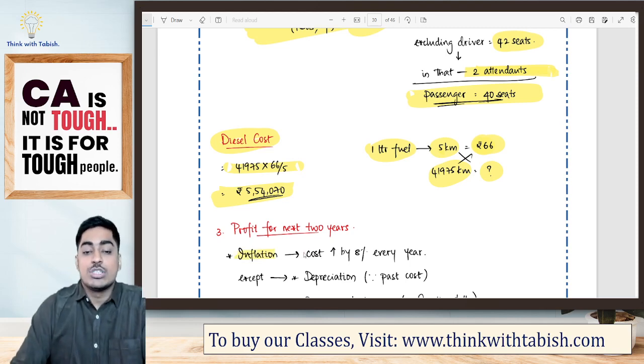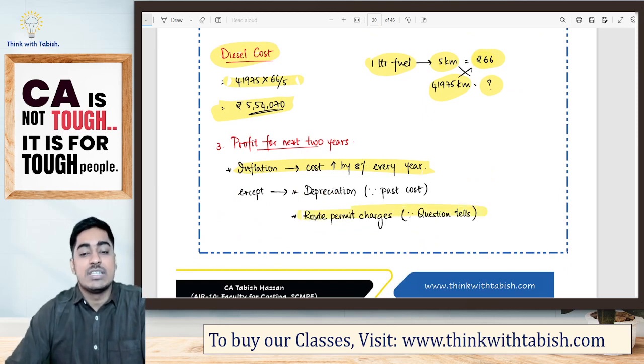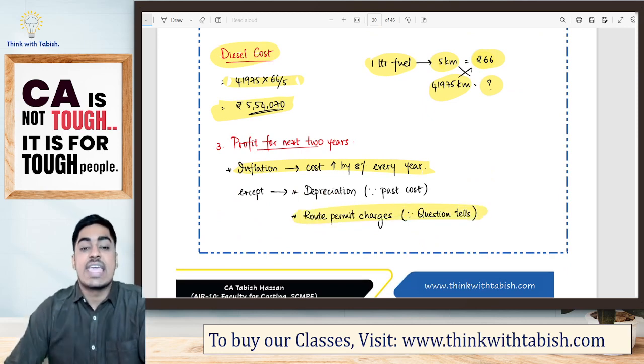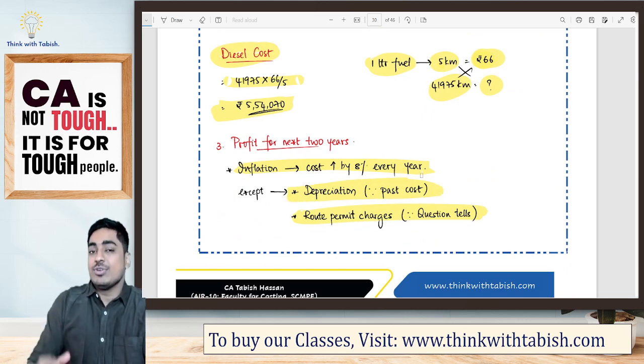However, my 2 costs will not be subject to inflation. Which all are the 2 costs? One is my route permit charges, which the question itself makes clear. Second is my depreciation. Why is depreciation not subject to inflation? Yes, inflation is going to be only for a future cost.